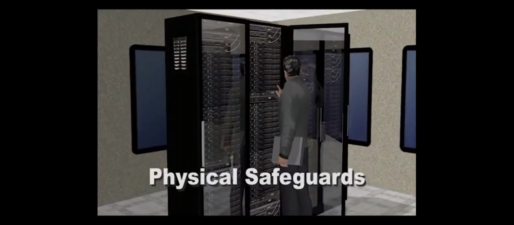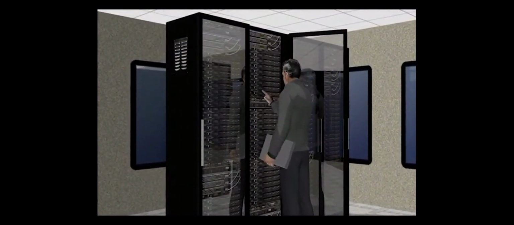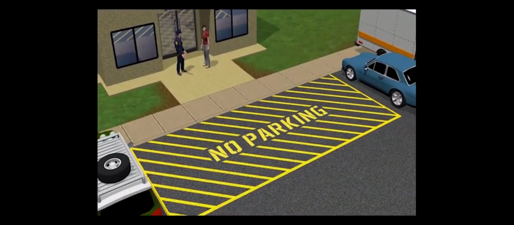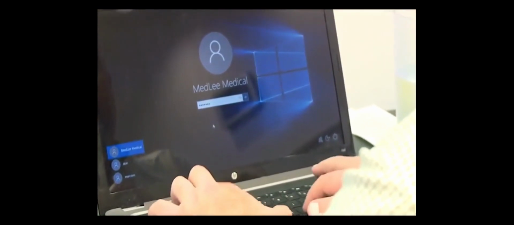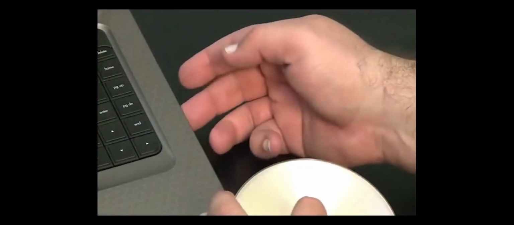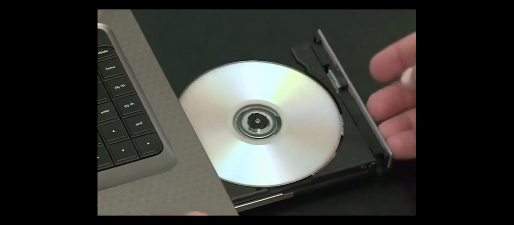Physical safeguards work from the outside. They restrict access to computers and other high-tech equipment that stores and transmits ePHI, as well as the rooms and buildings that house the equipment. These include things such as parking restrictions, security guards, and ID badges. Unique personal IDs and regularly updated passwords. Remember, never share your password with anyone else. And controls that keep ePHI secure when computer hardware or software is being moved or disposed of.